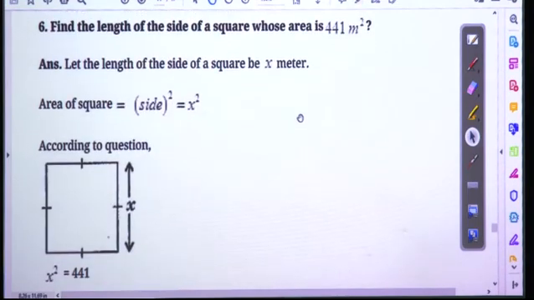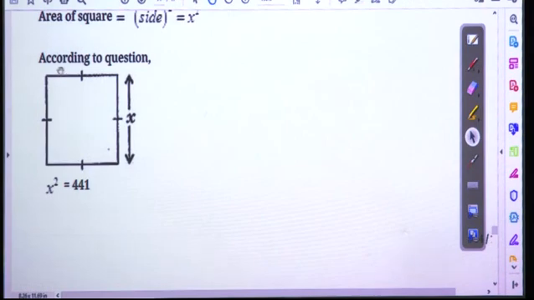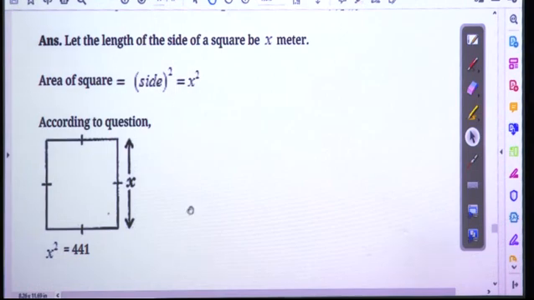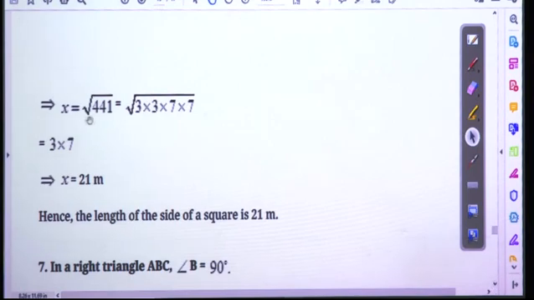Find the length of the side of a square whose area is 441 meters square. Let the length of the side of the square be x meter. Area of the square, what is the formula? Side square. So, it is x square. See, this is the figure according to the question. A square has all four sides equal, one side is x, and the area formula is side square. So, x square is equal to 441. So, what is the value of x? We have to find the square root of 441.